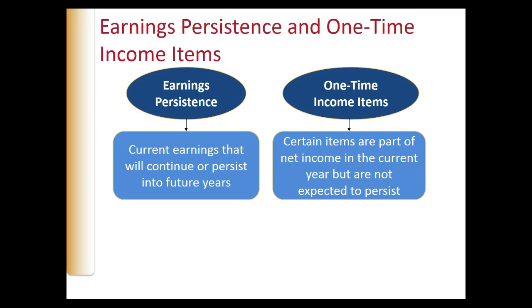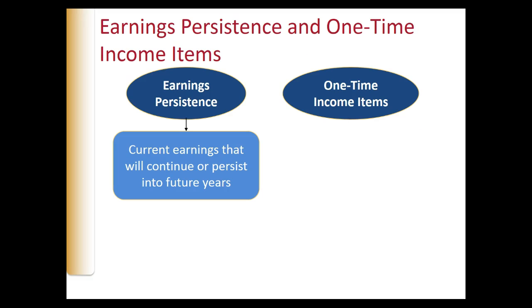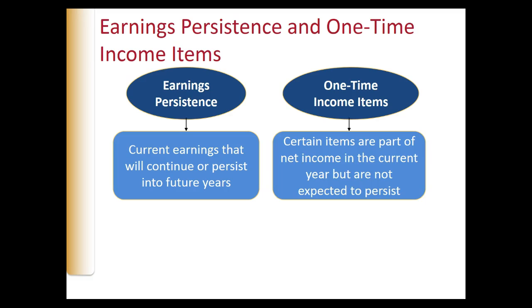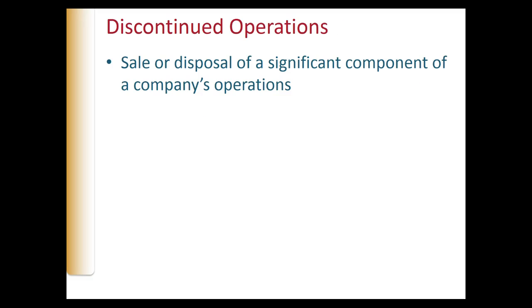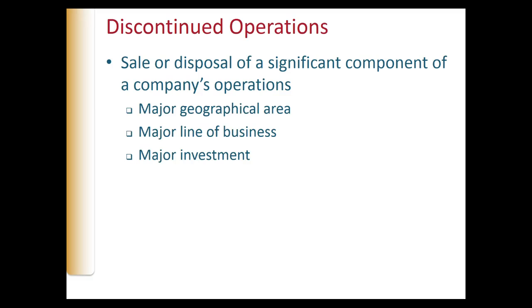Some items that are part of net income in the current year aren't expected to continue. We refer to these as one-time income items, such as discontinued operations, discussed in the next slide, which are an example. So when using a company's current earnings to estimate future earnings, we really need to exclude those items that are discontinued operations. A discontinued operation is a business or component of a business that the organization has already discontinued or plans to discontinue.